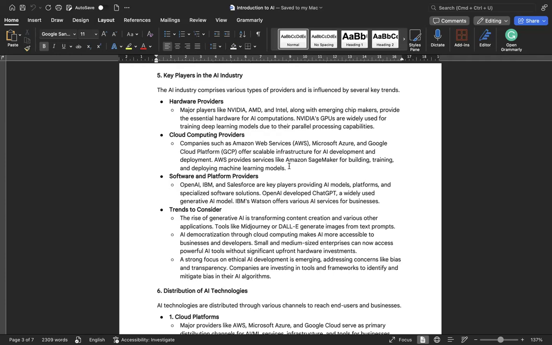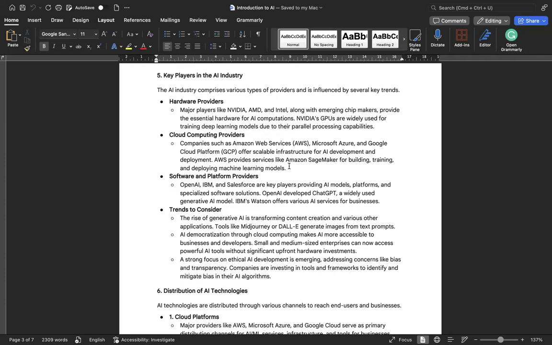And also a strong focus on ethical artificial intelligence development is emerging, addressing concerns like bias and transparency. All these companies are investing in tools and frameworks to identify and mitigate bias in their artificial intelligence algorithms. These are trends to consider.